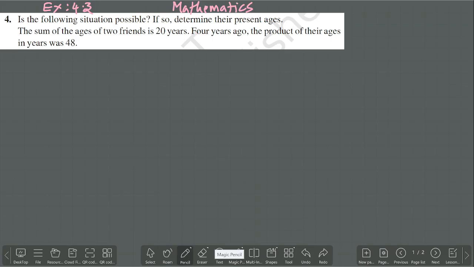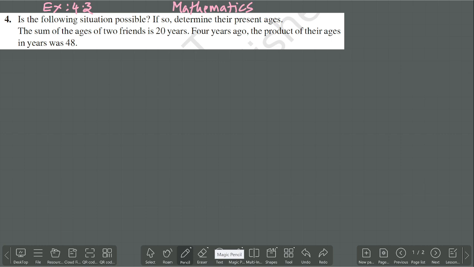Okay, children, mathematics fourth chapter, that is quadratic equations, exercise 4.3, fourth question we are going to start. Is the following situation possible? Like the previous question, in the previous video, we have to go to the nature of roots, that is, we have to check the discriminant, the D value, b square minus 4ac, to check whether we are getting real roots or not. If we get real roots, we say yes, it's possible. If we are not getting real roots, we say no, it's not possible.